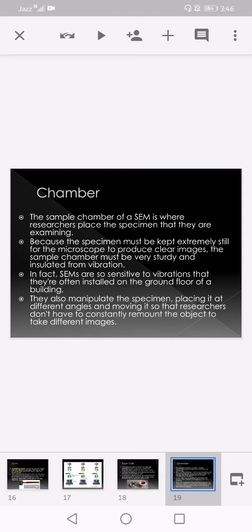Chamber. The sample chamber of SEM is where researchers place the specimen that they are examining. Because the specimen must be kept extremely still for the microscope to produce clear images, the sample chamber must be very sturdy and insulated from vibration. In fact, SEMs are so sensitive to vibrations that they are often installed on the ground floor of a building. They also manipulate the specimen, placing it at different angles and moving it so that researchers don't have to constantly remount the object to take different images.